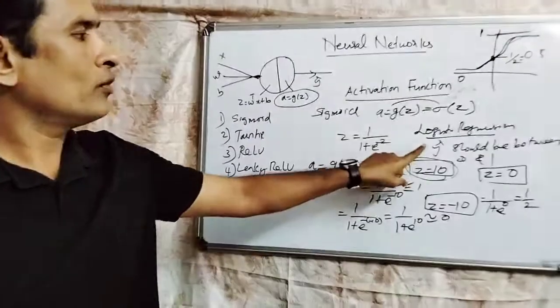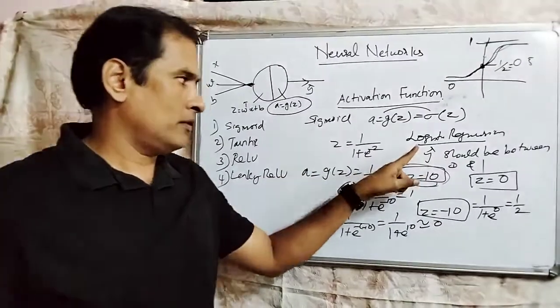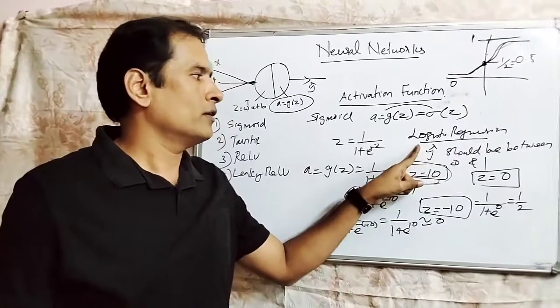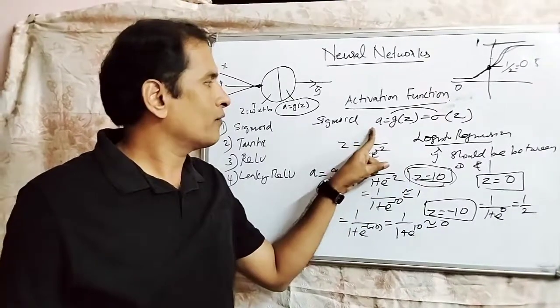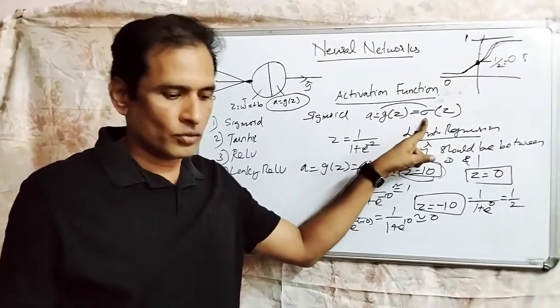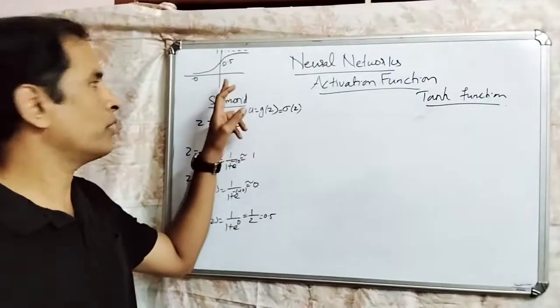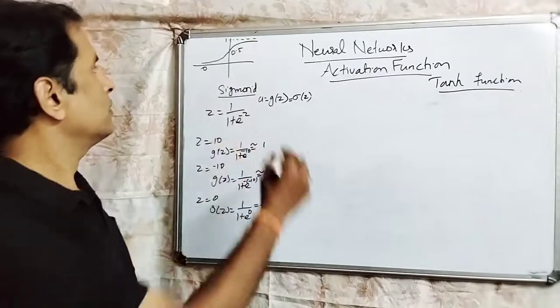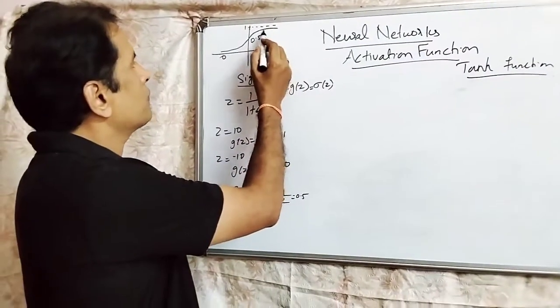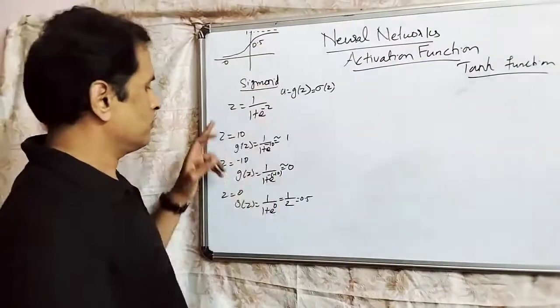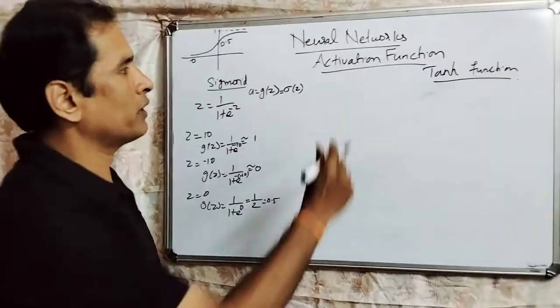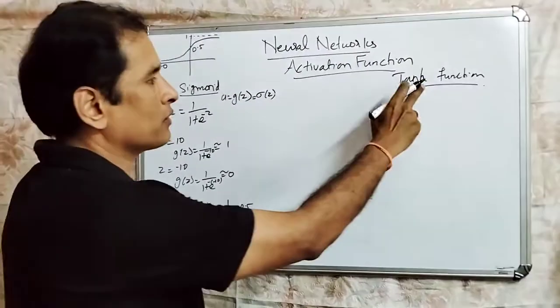So whenever we want to apply logistic regression, then we should make the activation function a sigmoid function. So this is the first type of function. When we apply a sigmoid function, it will bring the range between 0 and 1, right? Then coming to the next type of activation function, called the tanh function.